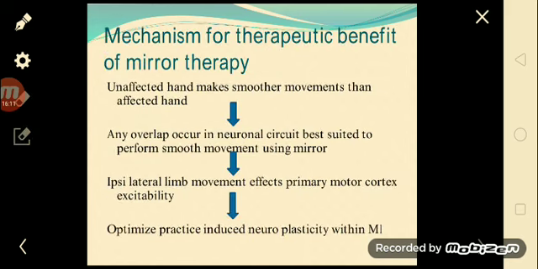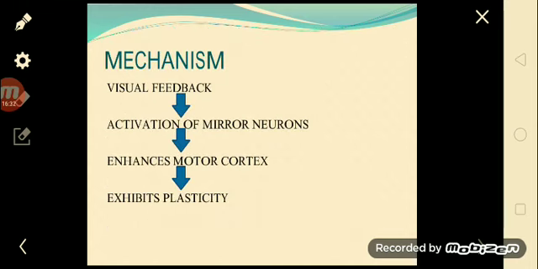Unaffected hands make smoother movements than the affected hand. So by using this mirror, neuronal circuit gets activated. And the same side limb movements affects primary motor cortex excitability. So optimizing the movement of the brain again executes the movement. After gaining the visual feedback, mirror neurons get activated and motor cortex enhances, and the patient can exhibit plasticity. He can reorganize again the lost functions.